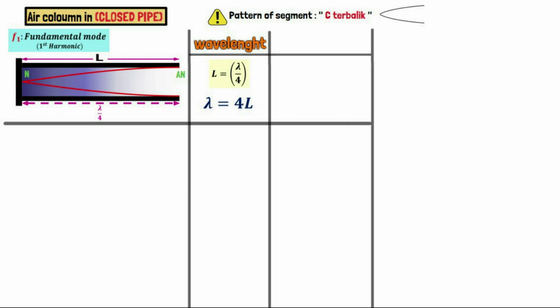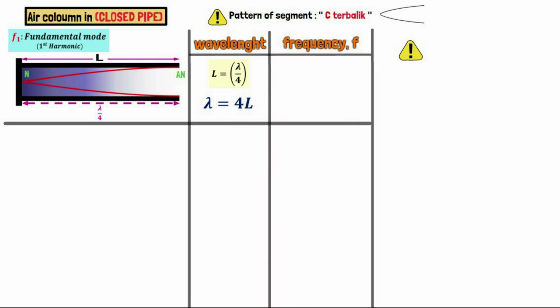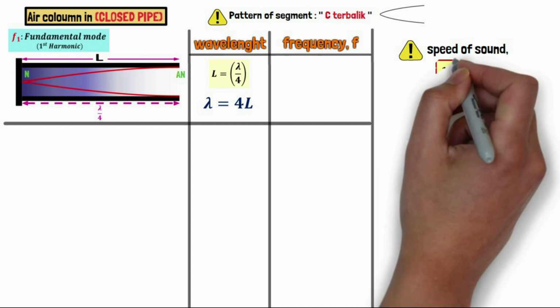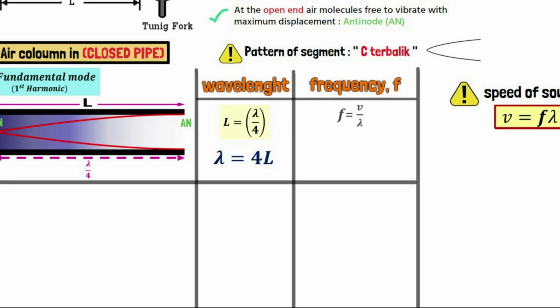Okay? And then, how about the frequency? So, kita recall balik speed of sound. V is equal to F lambda. So, F is equal to V over lambda. Boleh? Okay, so kita tulis semula, since F equal to V over lambda, therefore F is equal to V over 4L. So, frequency for first harmonic ataupun fundamental mode is equal to V over 4L. Alright, so now let's proceed to the second one.